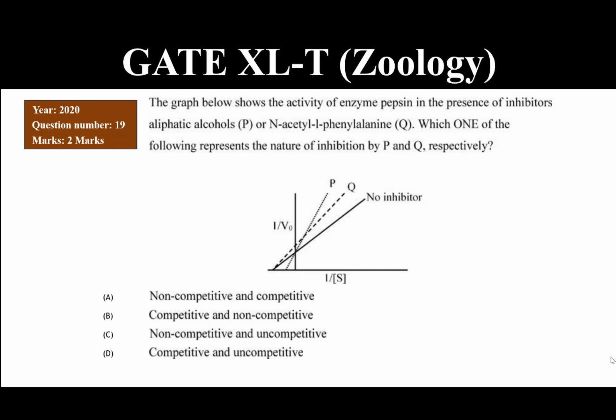The question says, the graph below shows the activity of enzyme pepsin in the presence of inhibitors: aliphatic alcohols denoted by P, or N-acetyl L-phenylalanine denoted by Q. Which one of the following represents the nature of inhibition by P and Q respectively? To answer this question, we need to refer to the enzyme inhibition concept.